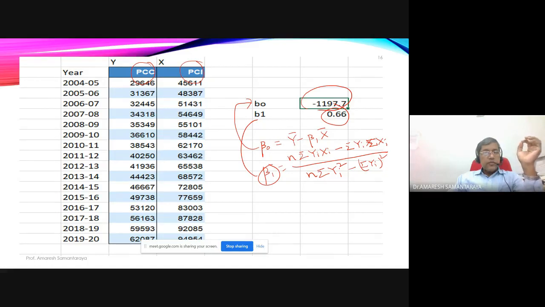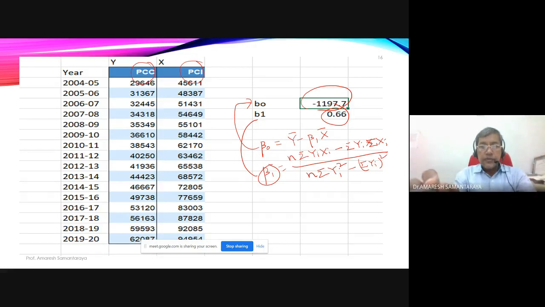See here, this is per capita consumption and per capita income. So can you expect beta 0 to be negative? In our economic theory, can beta 0 be negative? What is beta 0? Beta 0 is actually the subsistence level of consumption, isn't it? All of you are hearing me?